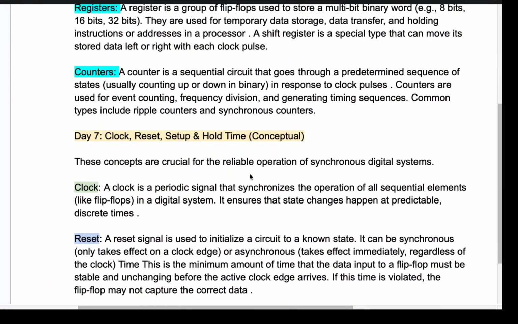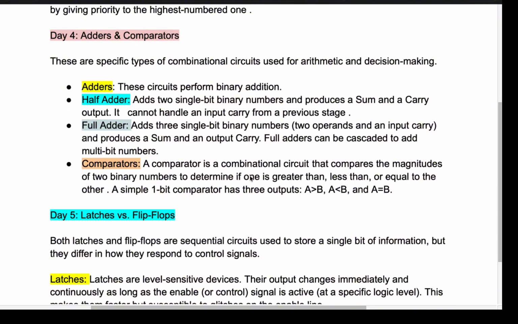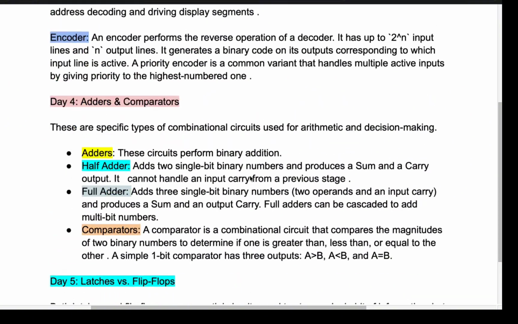Now coming to day 7. In day 7 the concepts are clock and reset, setup and hold time. So this is the first week of design verification engineer preparation notes. You can prepare this concept.